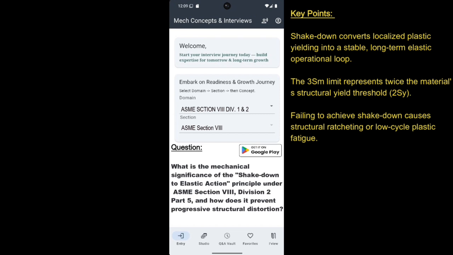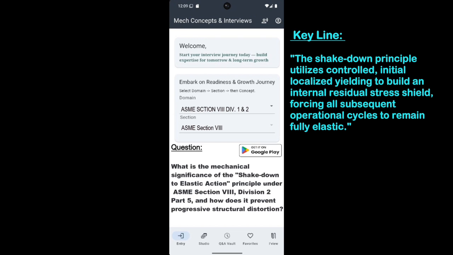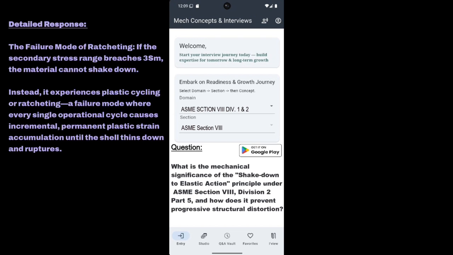Right. The pipe or nozzle only wants to expand a specific physical distance, say half an inch. Once it expands that half inch, it stops pulling. Localized yielding under a self-limiting displacement load is completely acceptable, provided the 3 Sm shakedown check is satisfied. The shakedown principle utilizes controlled initial localized yielding to build an internal residual stress shield, forcing all subsequent operational cycles to remain fully elastic. And if your secondary stress breaches the 3 Sm limit, explain the precise mechanics of the failure mode. The failure mode is thermal ratcheting, culminating in low cycle fatigue rupture.